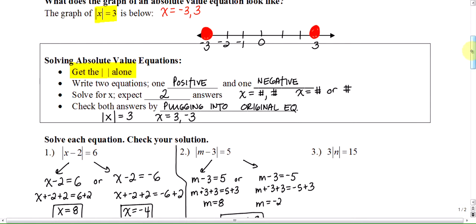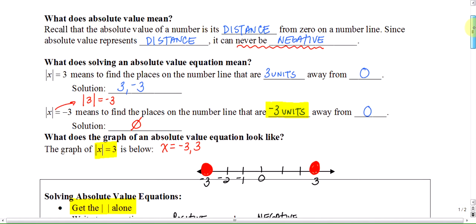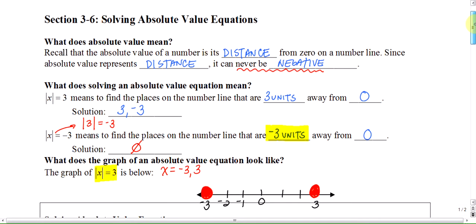This is a continuation of the lesson on solving absolute value equations and inequalities. We're going to go back to solving equations first. So we started, or finished I should say, last week where we solved absolute value of x equals 3, and we saw that it would be positive 3 and negative 3, and the graph looks something like this.